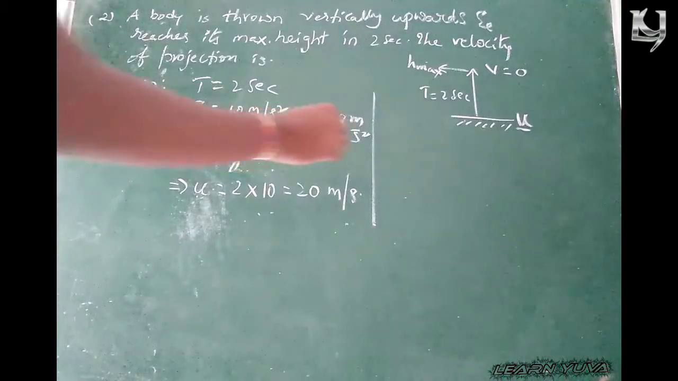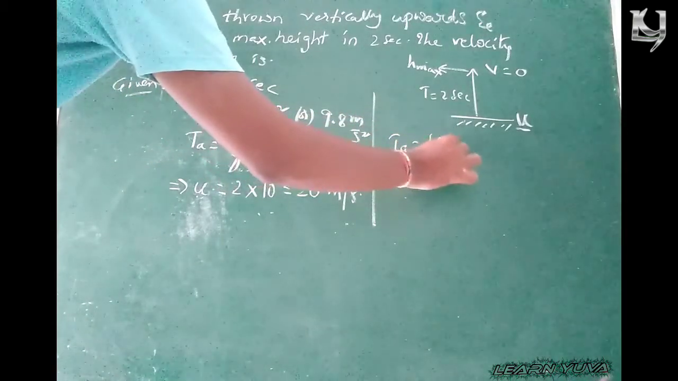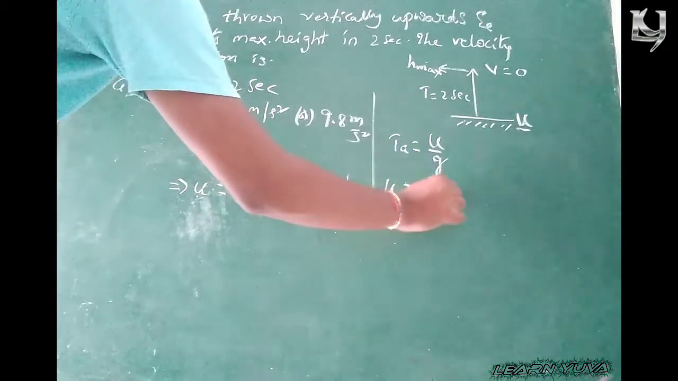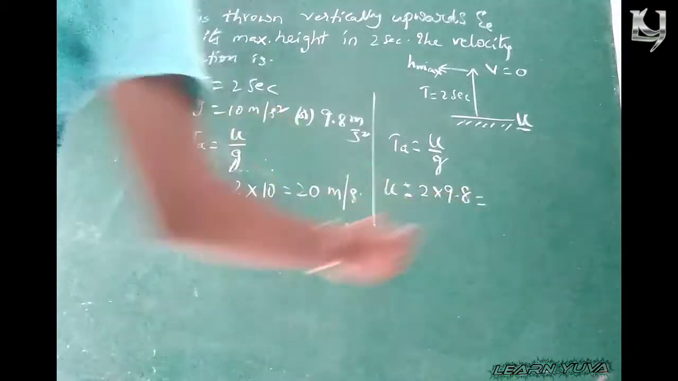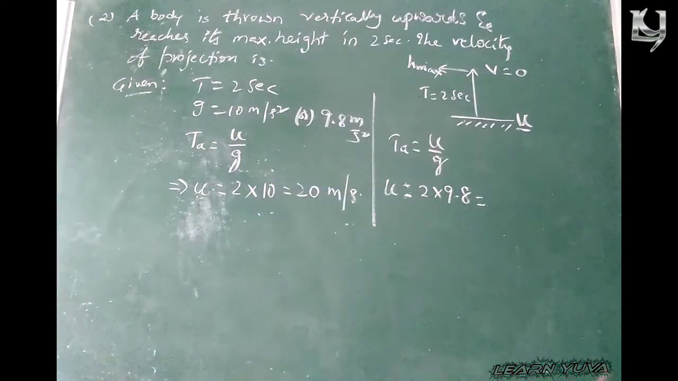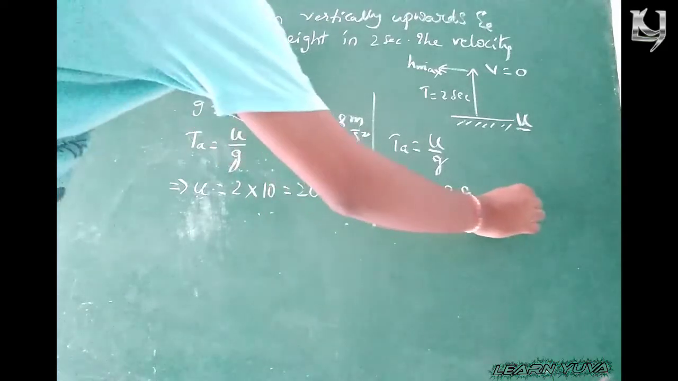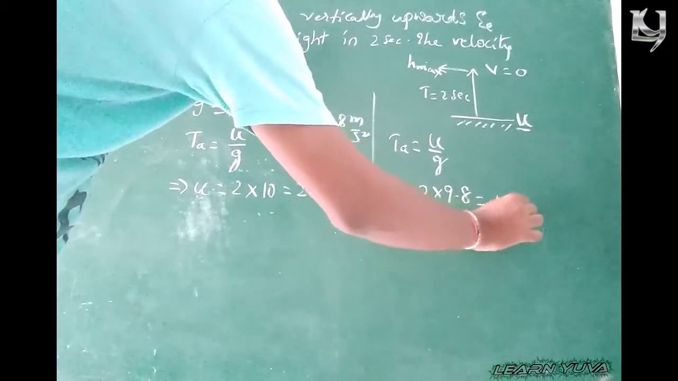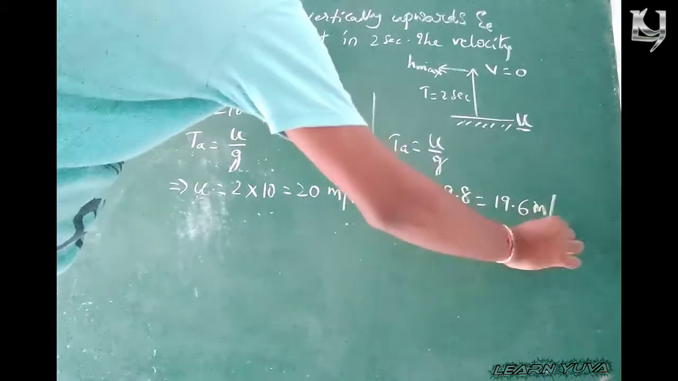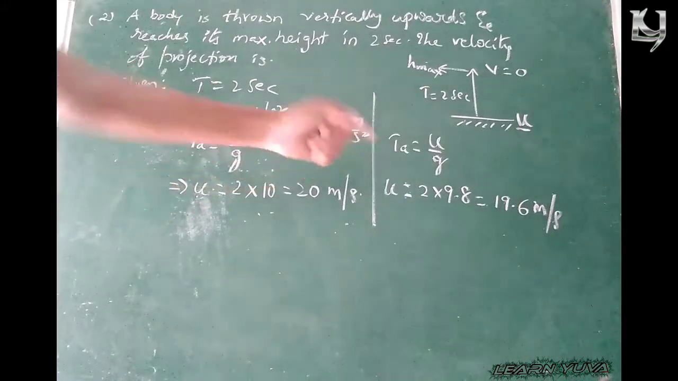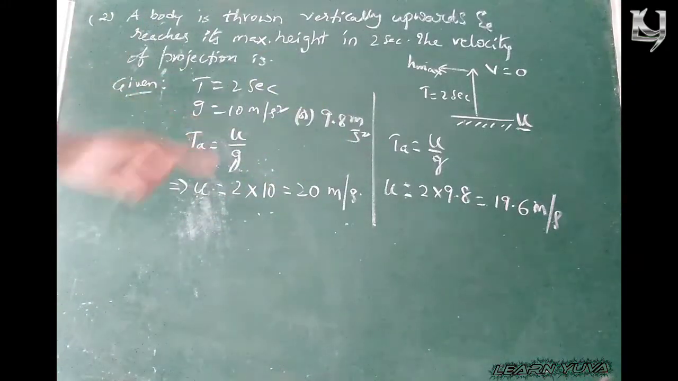then TA is equal to u by g, so u is equal to TA into g. Time taken is 2 seconds into 9.8, that is equal to 19.6 meter per second. If the g value is taken as 9.8, that is 19.6. If g value is taken as 10, that is 20 meter per second.